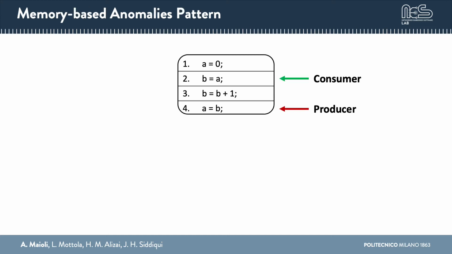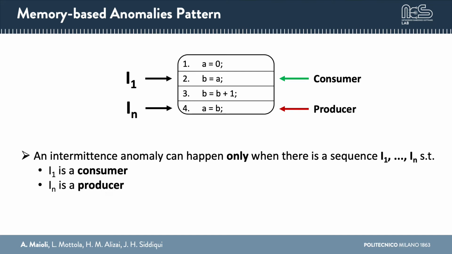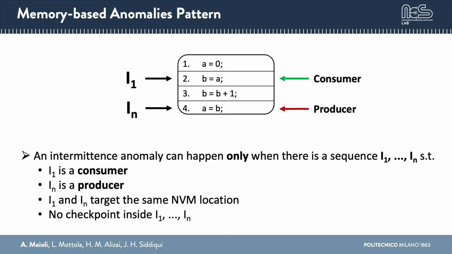So this consumer-producer idea allows us to state that a data access anomaly can happen only when the program has a sequence of instructions such that the first one is a consumer, the last one is a producer, they both target the same non-volatile memory location, and no checkpoint happens inside this sequence. Note that for presentation purposes, we show this analysis at a source code level, whereas in our analysis we focus on machine code instructions. Moreover, we identify other instances of intermittence anomalies that follow this same pattern, which applies to any memory-based anomaly.